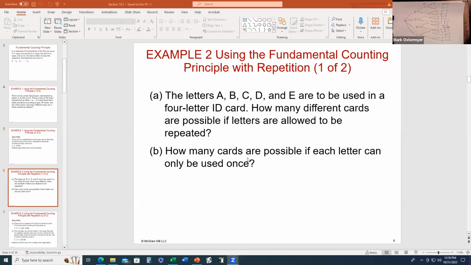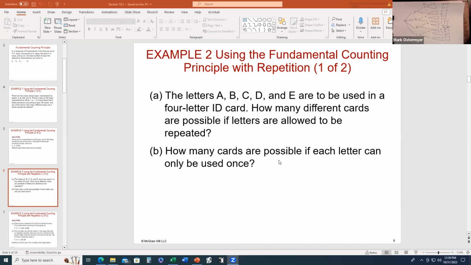All right. So the fundamental principle of counting enabled us to determine the fact that there would be 16 different types of blood arrangements there. Here's another one. The letters A, B, C, D, and E are to be used in a 4-letter ID card. How many different cards are possible if letters are allowed to be repeated?